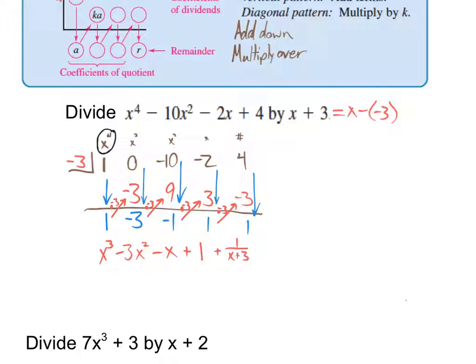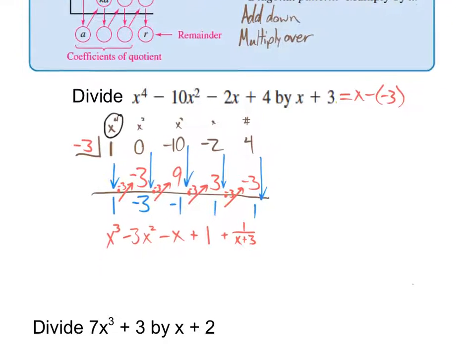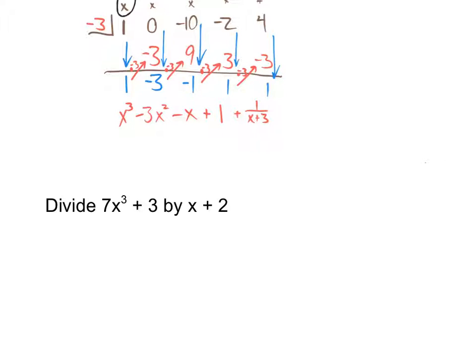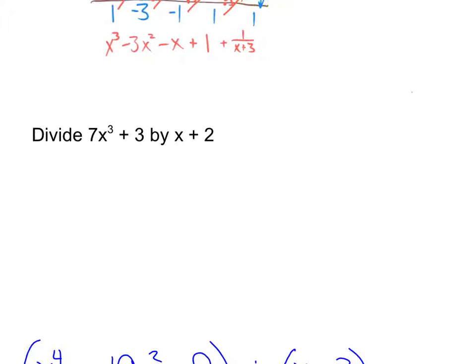Now, I want you to get to the point with this procedure that you can get through it pretty quickly. I want you to be so comfortable with it that you're really not having to think too hard about the process at all. The adding down and multiplying over needs to become second nature to you. Let's practice another one. We're going to practice a couple of these. I want to show you where you need to get with this.